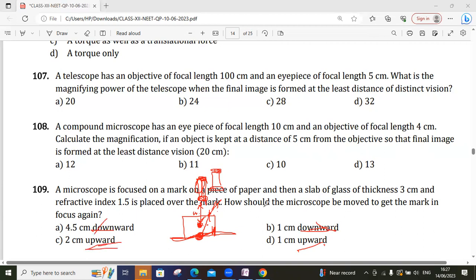So among these two, we have to see which is the answer. So by how much this gets raised, by that much amount, this has to be raised, right? So we see this is apparent depth, this is real depth. So real depth minus apparent depth is your answer. And apparent depth is real depth by mu. So real depth is 3 minus 3 by mu is 1.5. So this is 2, 3 minus 2 is 1. So it has to be raised by 1 centimeter upwards.